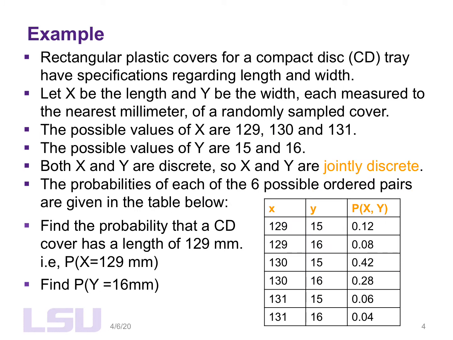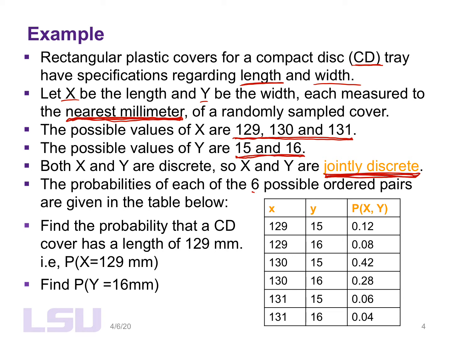Now, let's look at one final example. A rectangular plastic cover for a compact disc tray has specified length and width. Length is X, width is Y. And we take the integer value, so they will be discrete and not continuous. Possible values of the length, just 3. Possible values of the width, just two, 15 and 16, and they are all discrete. So they are jointly discrete, right?